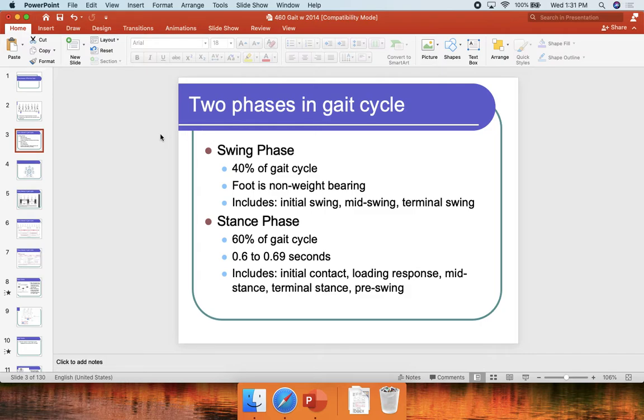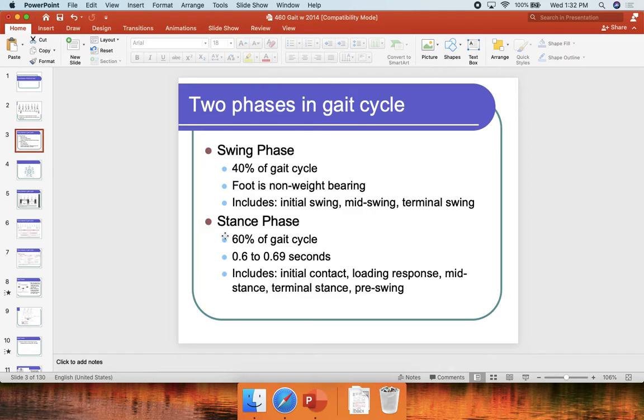Inside of a single gait cycle, there are two phases. There's a swing phase and a stance phase. The names of these phases correspond to what the leg is doing. During the swing phase, it is not bearing any weight and swinging through. During the stance phase, the leg is bearing the weight. The swing phase makes up about 40% of our gait cycle, again is non-weight bearing, and includes three divisions: an initial swing, a mid-swing, and a terminal swing.